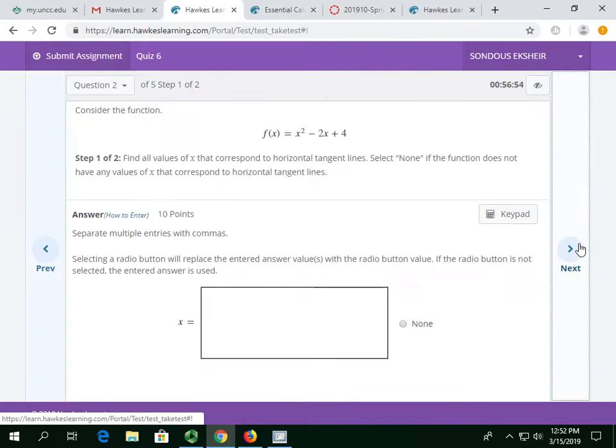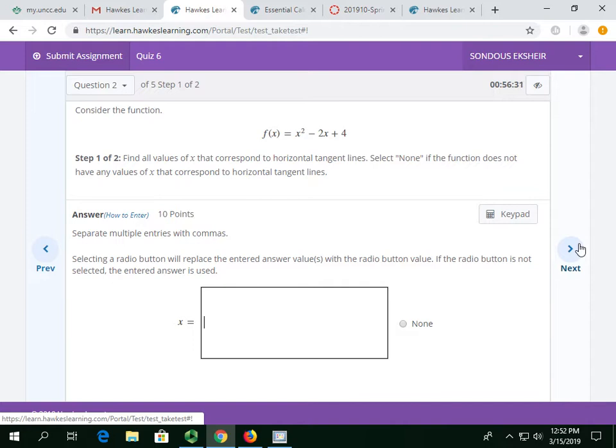So I'll go to the next problem. This next problem is a two-parter, it looks like. So it asks you this. Part 1, consider the function, so let's write it down. It is f of x equals x squared minus 2x plus 4. Part 1, you're supposed to find all the x values that correspond to horizontal tangent lines.